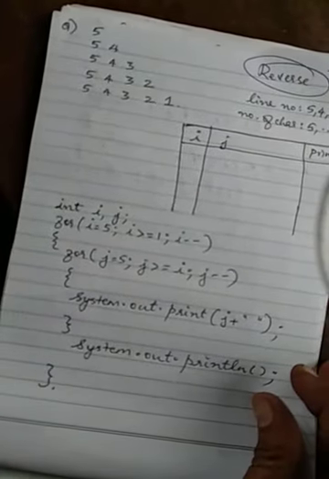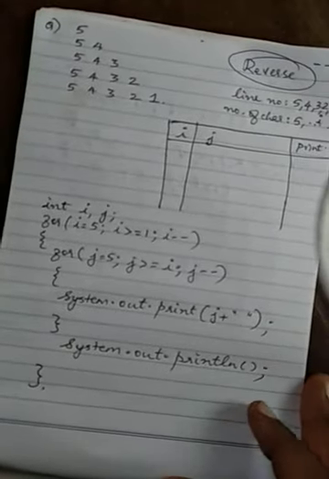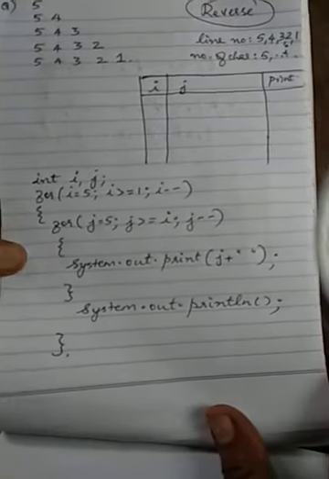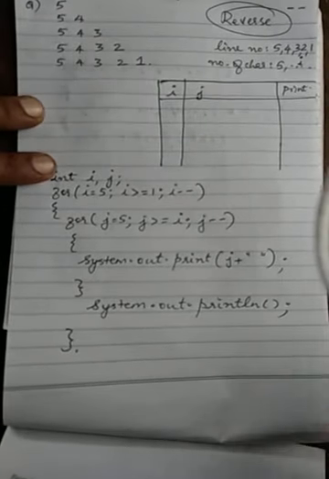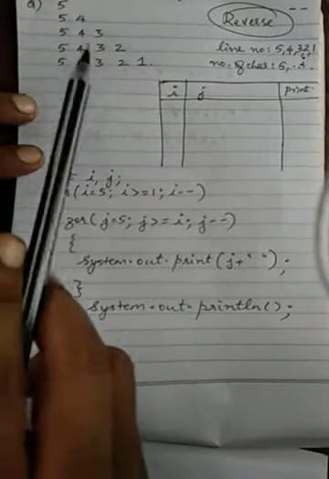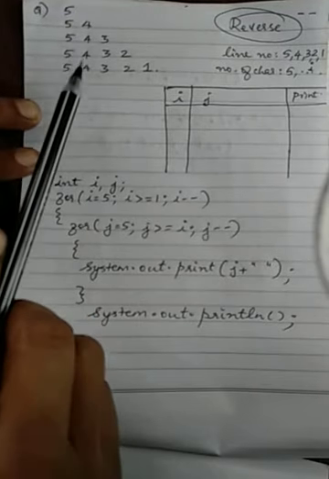5, 5 4, 5 4 3, 5 4 3 2, 5 4 3 2 1. See, you can look here. I'll just explain this fastly. When you look at this also, you can understand. Here also, how many line numbers are there? 1, 2, 3, 4, 5 are there.